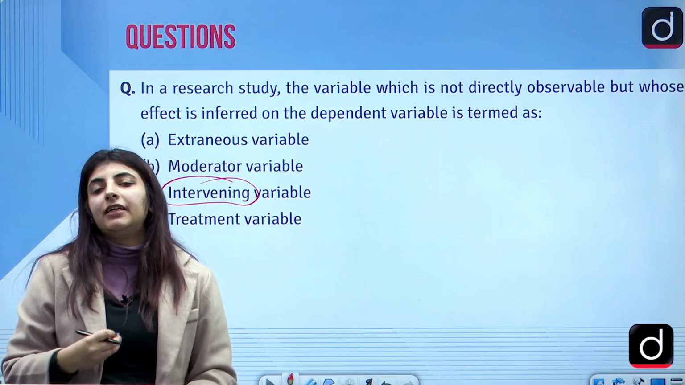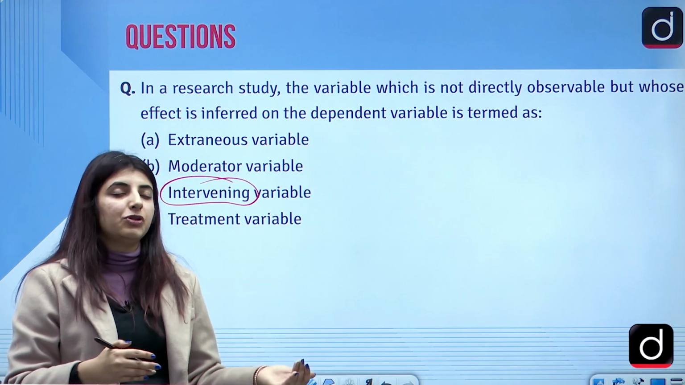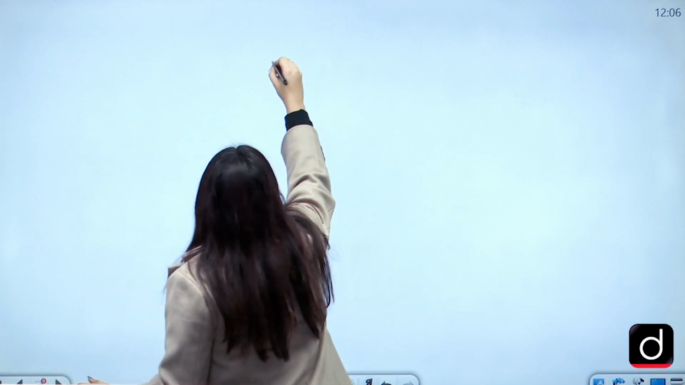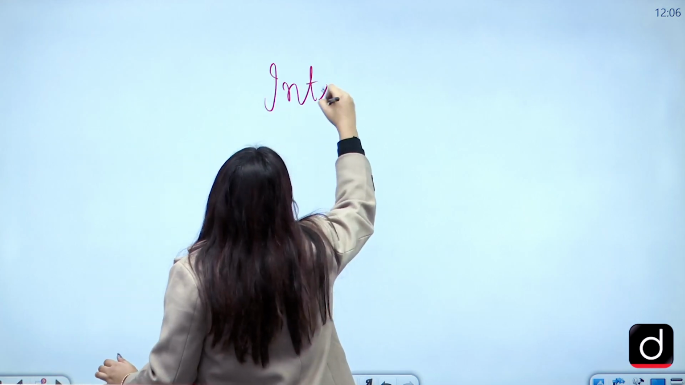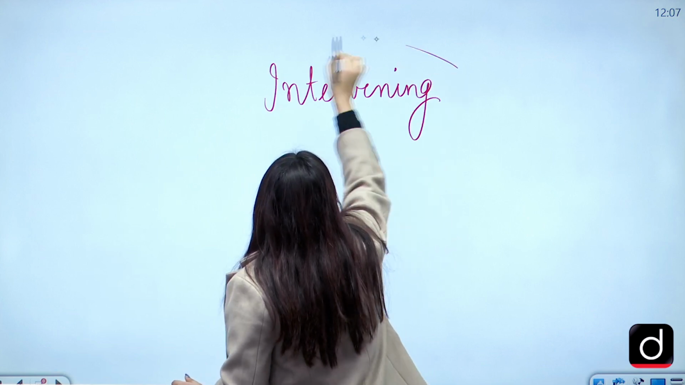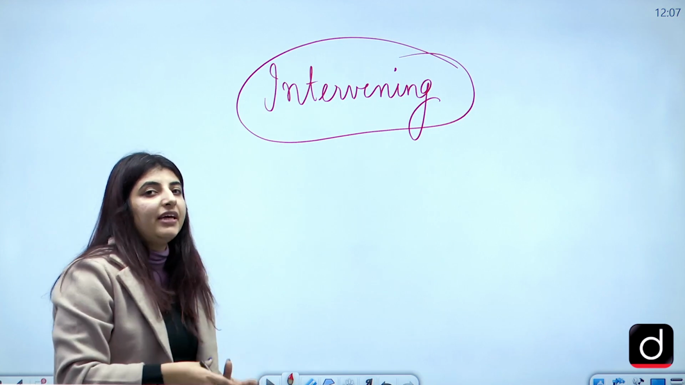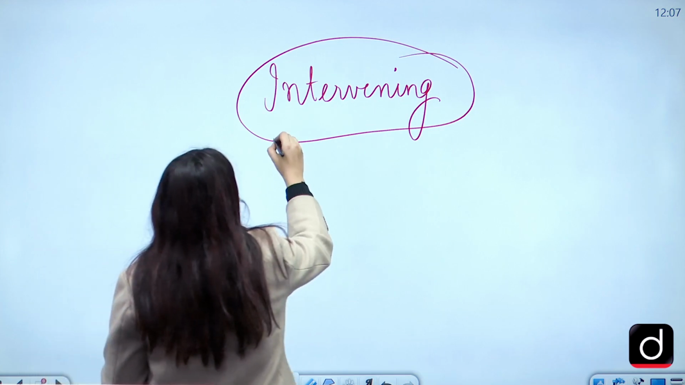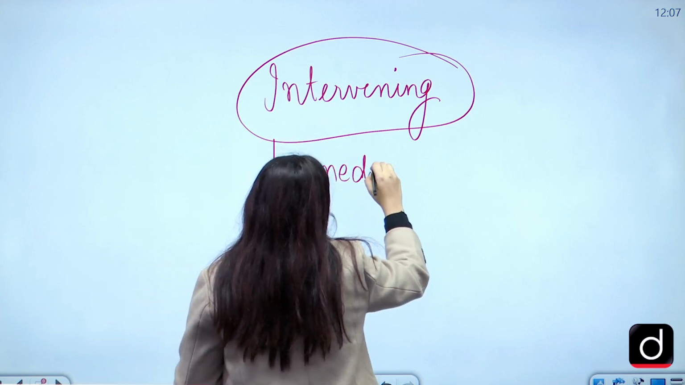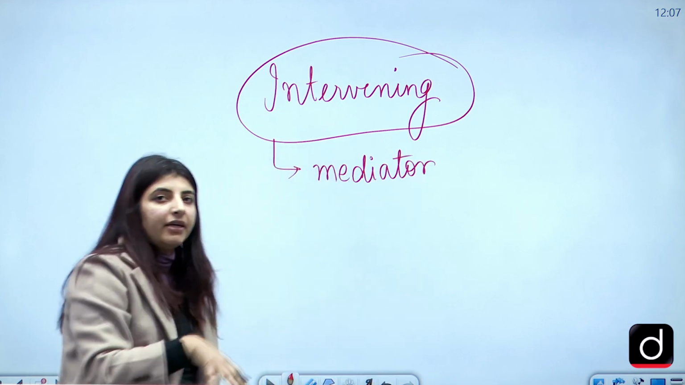Now, do not get confused between these two types. Extraneous variables are the extra variables which are there, right? But intervening variables, if we talk about, intervening, if I tell you that you are intervening in the conversation, it means that you are being in the middle of the conversation, right? It is also known as mediator variables, which come in the middle.